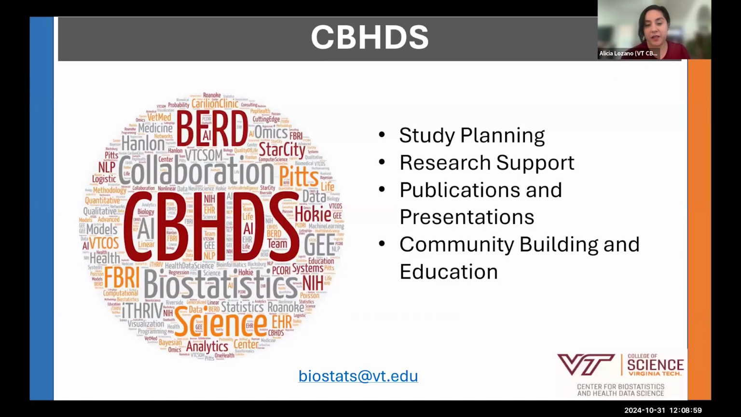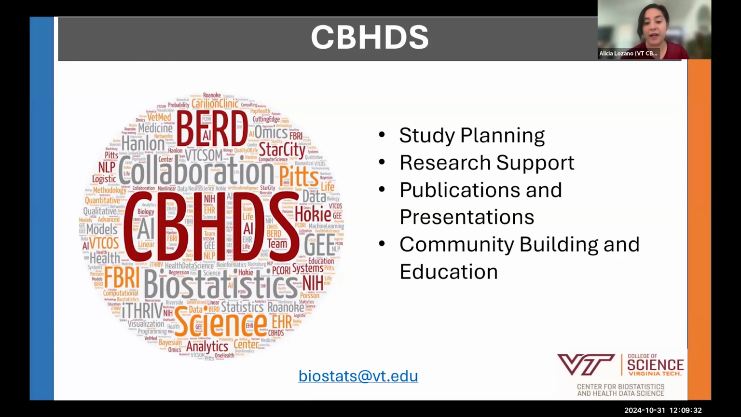Our CBHDS team has grown to anywhere between 15 to 20 team members consisting of biostatisticians, bioinformaticians, epidemiologists, programmers, data scientists, as well as undergraduate and graduate student interns. Our numbers do tend to fluctuate depending on the number of projects and grant funding that we have. Our center was founded in 2019, so we are a young center. I wouldn't say we're new, we're young.